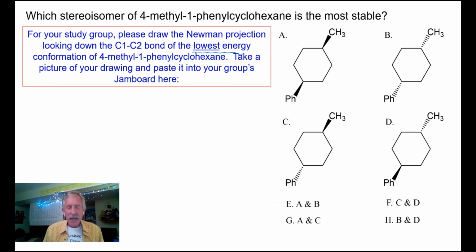You be the person, and everybody's now going to be the person, because I want you all to take a picture of your drawing of the C1, C2 Newman projection down the conformation of whatever answer you picked, to show me which one it is so that you can prove to yourself, to everybody in your group. Post it in our Jamboard, and let's see if everybody has the same Newman projections for the same compound that you all agree should have the lowest energy conformation. That's what I want to see in our Jamboard coming up.